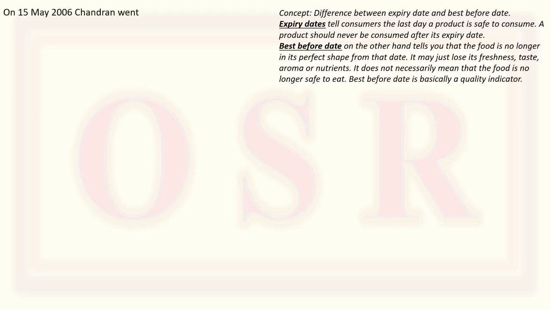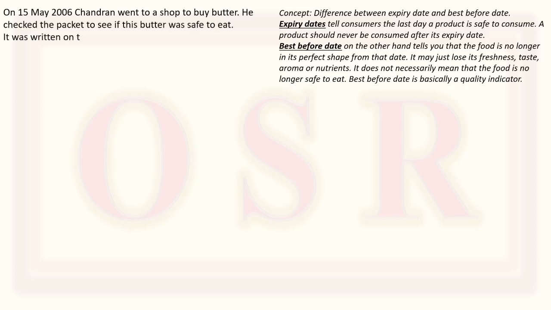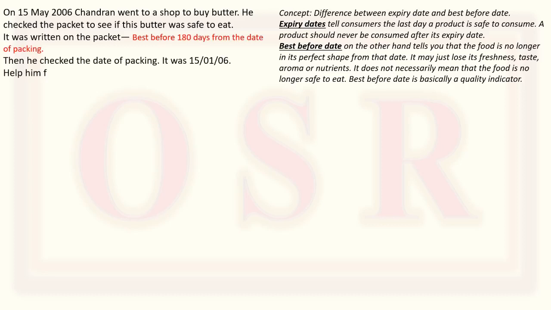Okay, on 15th May 2006, Chandran went to a shop to buy butter. He checked the packet to see if this butter was safe to eat. It was written on the packet, best before 180 days from the date of packing. Then he checked the date of packing. It was 15/01/06. Help him find out if he should buy this butter or not. In which month was the butter packed? Yes, it's 01. So which means it is January.